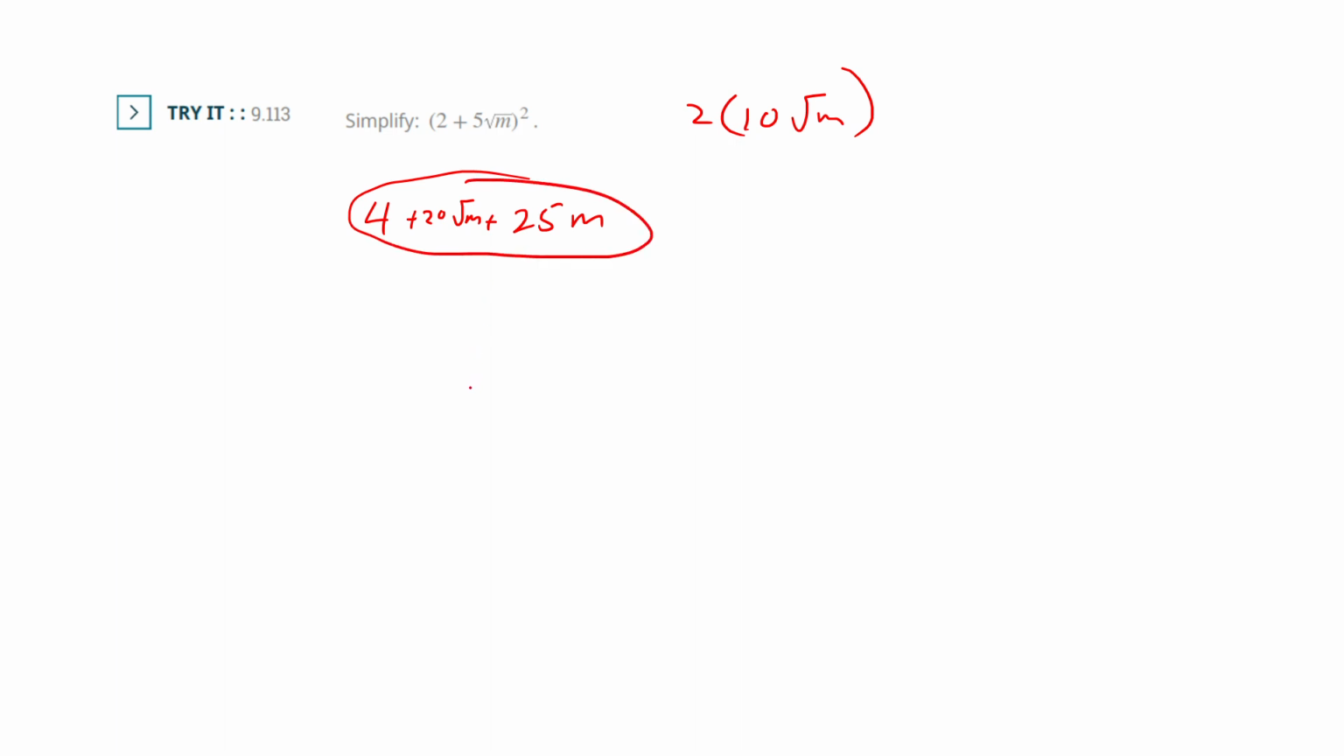Okay, I'm going to do the shortcut. You could do the long way and it would get you there. Square the front, square the back. Now these times each other make 10 square root of m. I want 2 of those. Get 20 square root of m. Now these do not combine, there's no like terms there.